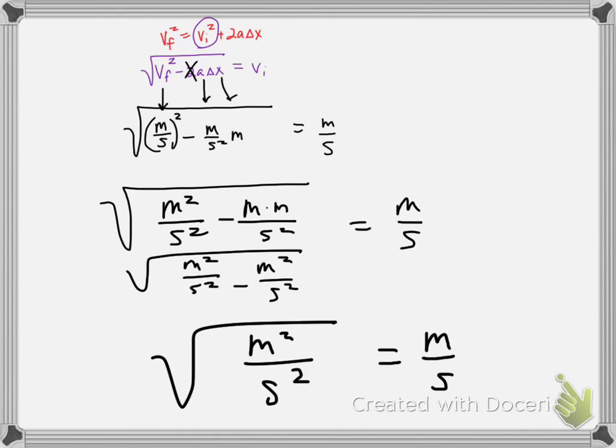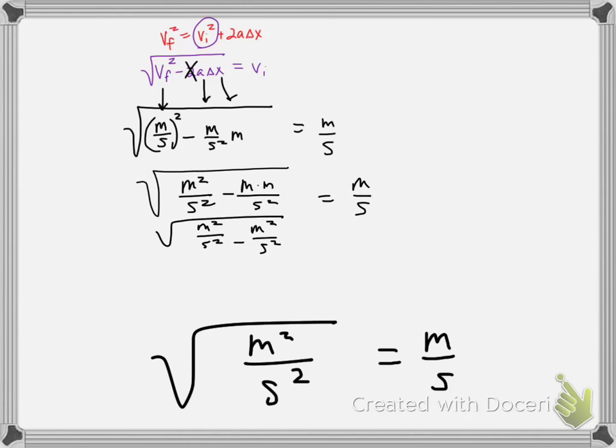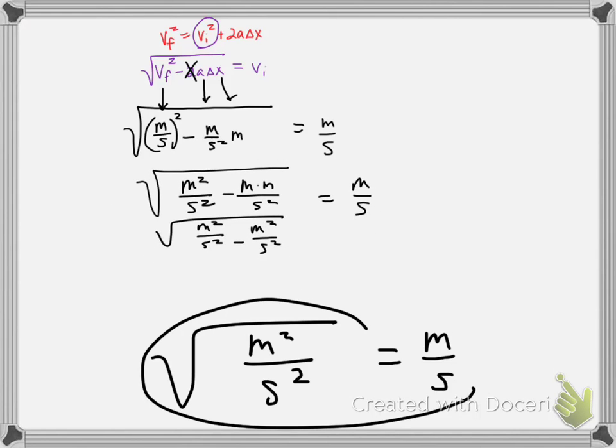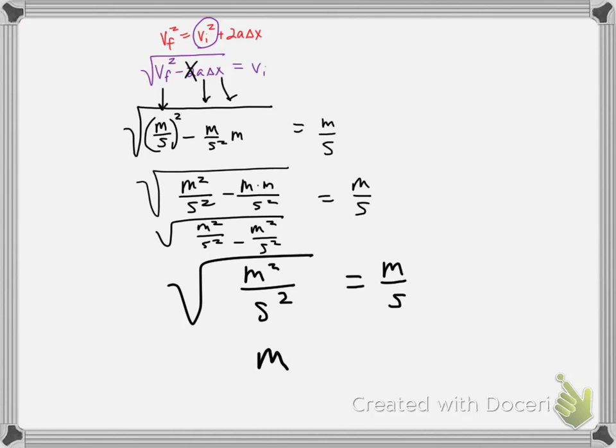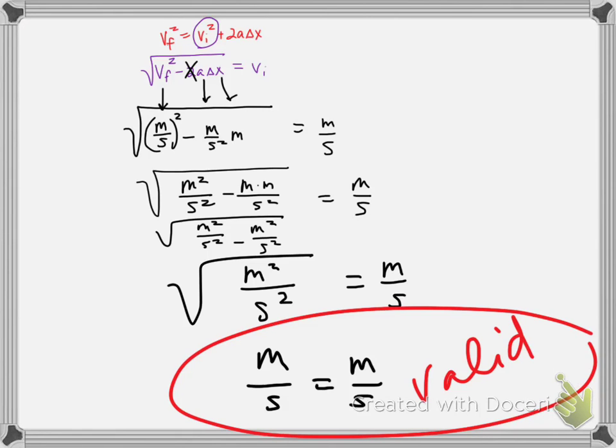This is looking pretty good so far. If I take the square root of meters squared over seconds squared, what do I get? Well, I get meters per second equals meters per second. This expression is valid. Okay? So that is what I would write.